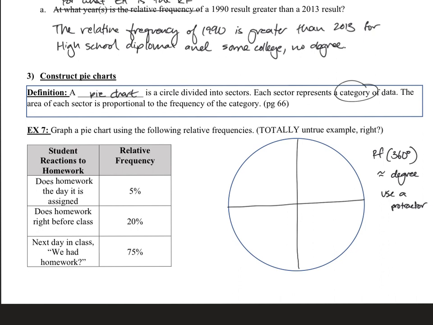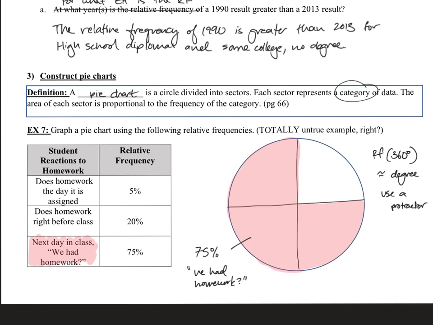Alright, so we put it into 4s, and 75% said next day in class, or they're in class the next day going, we had homework? I'll go ahead and let this be the red, so that's 75%, which is 3/4 of this entire circle, who were surprised that there was homework. Let's go ahead and finish filling this in, and we'll label this nicely. 75%. We had homework.